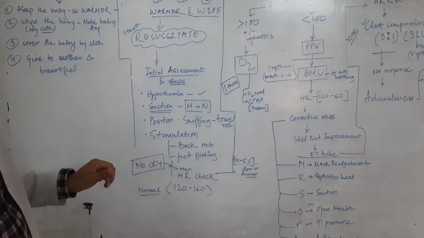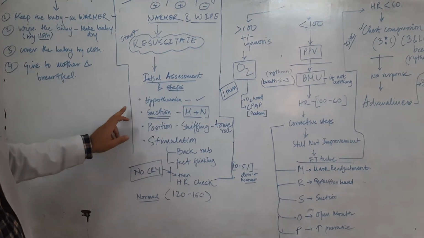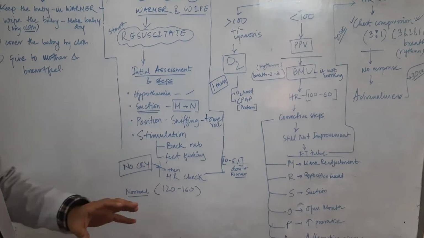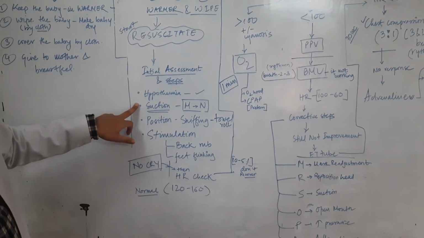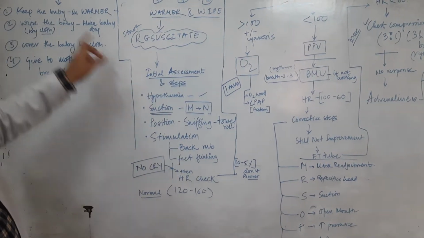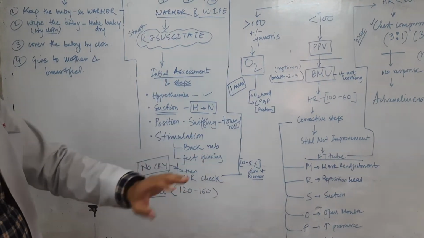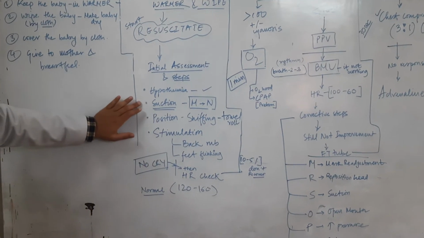But according to 2015 guidelines, routine suctioning is not preferred, because we only suction in cases where we suspect that there are a lot of secretions in the mouth and nose of the baby. If there are not a lot of secretions in the mouth and nose, and the baby is normally crying, then we can just wipe the mouth and nose.